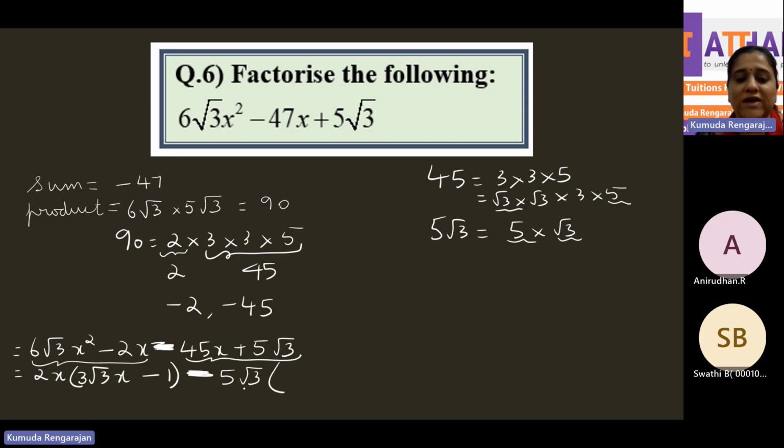Open bracket. Now 5 root 3 into what will give you 45? What was remaining here? 3 root 3. Whichever factors are left over, just multiply them. See, 5 root 3 is common, so the remaining factors are 3 root 3. No, sorry, 3 into 3 is 9, and 3 into root 3 is 3 root 3.